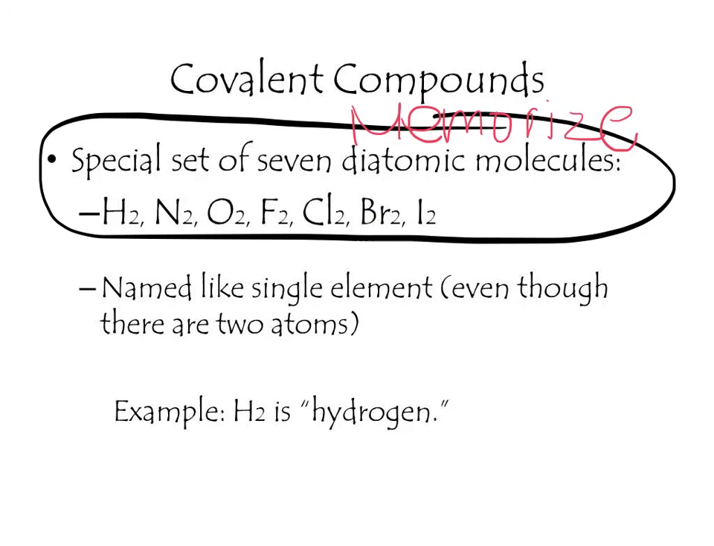And how you name them is basically just the single element. So example is hydrogen. H2 is hydrogen. So N2 is nitrogen, O2 is oxygen, F2 is fluorine, Cl2 is chlorine, Br2 is bromine, and I2 is iodine. But you have to understand, whenever I say iodine molecule, you have to think of I2 because now I'm talking about the diatomic molecule. If I say an atom of iodine, then I would be talking about just one iodine.